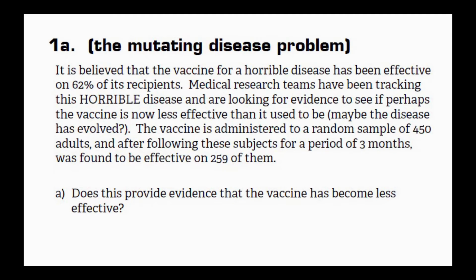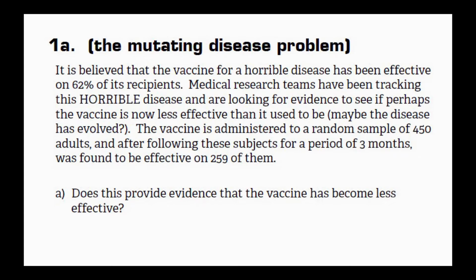So medical research teams have been tracking this horrible disease and are looking for evidence to see if perhaps the vaccine is now less effective than it used to be. Maybe the disease has evolved, right? Got a different strain, right? Kind of like COVID, you got different strains of COVID. Started with the alpha strain, then the delta strain, now we're in Omicron, and who knows what's going to happen next. It mutates, right?